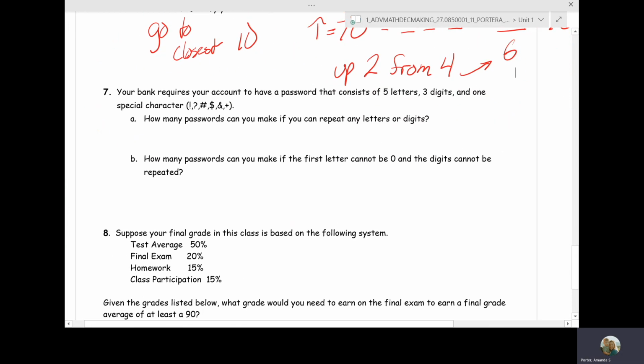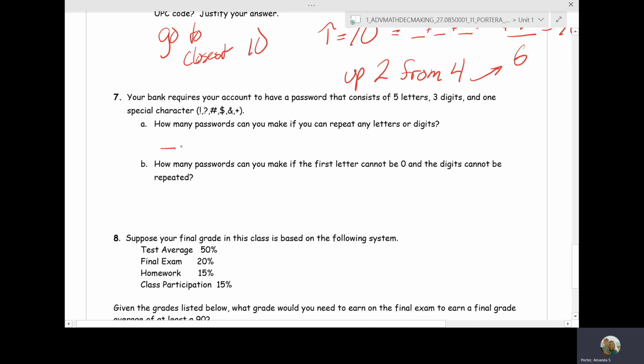Question 7. Your bank requires your account to have a password, 5 letters, 3 digits, 1 special character, and those are listed out for you. Okay, so 5 letters, 1, 2, 3, 4, 5. All of these are letters. 3 digits, 1, 2, 3, and 1 special character. All right, when it talks about letters, we can repeat things. All right, so there are 26 letters in the alphabet.